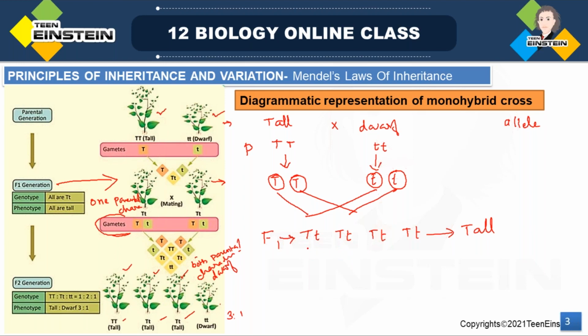Again, selfing. Selfing means capital T, small t with the same pollen grain, so there won't be any difference. There is no other pollen grain from outside. So how will gametes be produced? Two different forms of gametes will be produced from each plant, right?